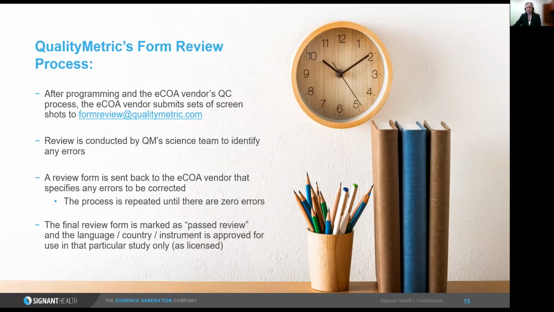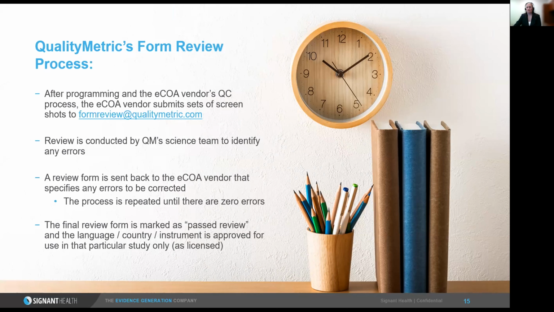To tell you a little bit about the form review process that we use, and many instrument developers use, specifically for QualityMetric: after programming and your own QC process, the eCOA vendor or whomever is programming it submits their set of screenshots to formreview@qualitymetric.com. Our scientific team conducts a review. We send a review form back that lists any errors that must be corrected, and that process gets repeated.